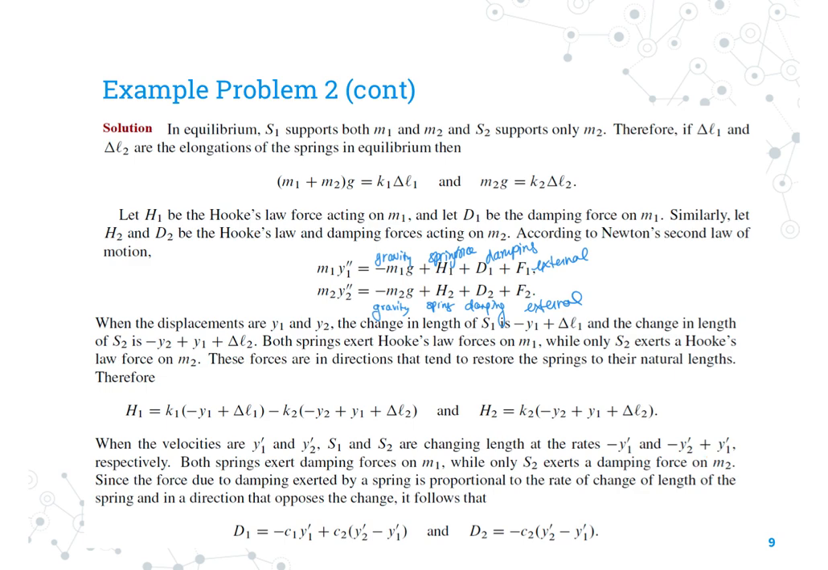Both springs exert damping forces on M1, while S2 only exerts its damping force on M2. So since the force due to damping exerted by a spring is proportional to the rate of change of the length of the spring and in a direction that opposes the change, it follows that D1 equals negative C1 y1 prime plus C2 times (y2 prime minus y1 prime). And D2 would be negative C2 times (y2 prime minus y1 prime).